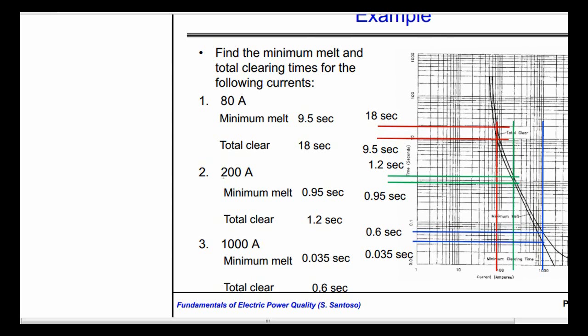For 200 amperes, the time will be much less because it's an inverse relationship. At 200 amps, the minimum melting time is 0.95 seconds, and the total clearing time is 1.2 seconds. For 1000 amps, the minimum melting time is 0.035 seconds, and the total clearing time is 0.6 seconds.